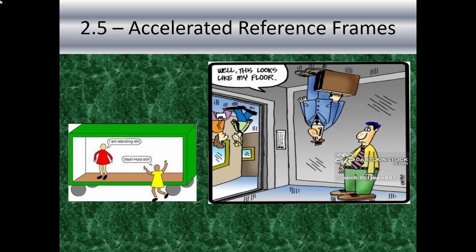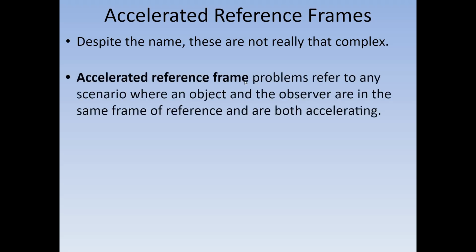Hey everyone, so this is going to be the last part in this section of the dynamics unit where we're going to talk about accelerated reference frames. Now, despite the complex nature of the name, it's really not that complicated. An accelerated reference frame really refers to any problem or scenario where an object and the observer are in the same frame of reference and both of them are accelerating.